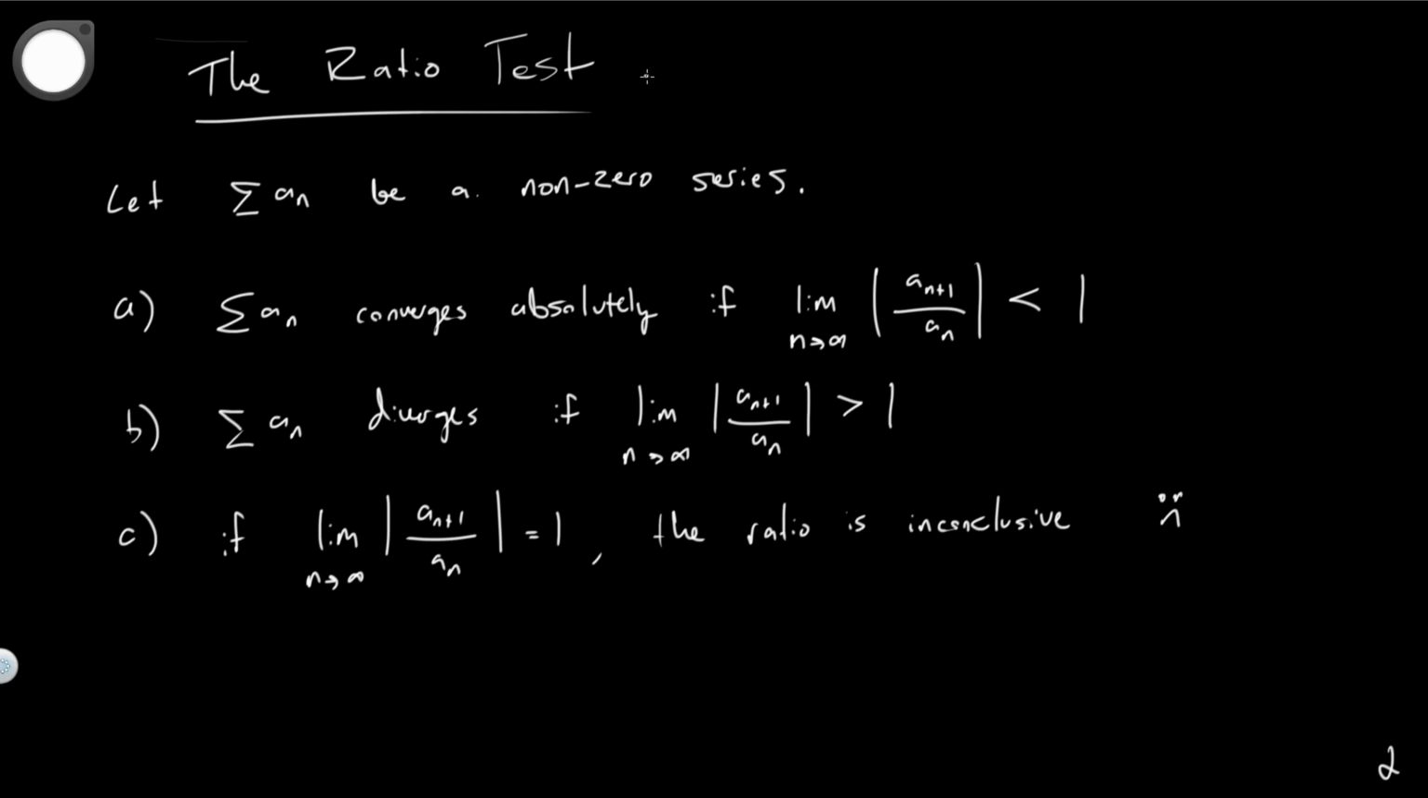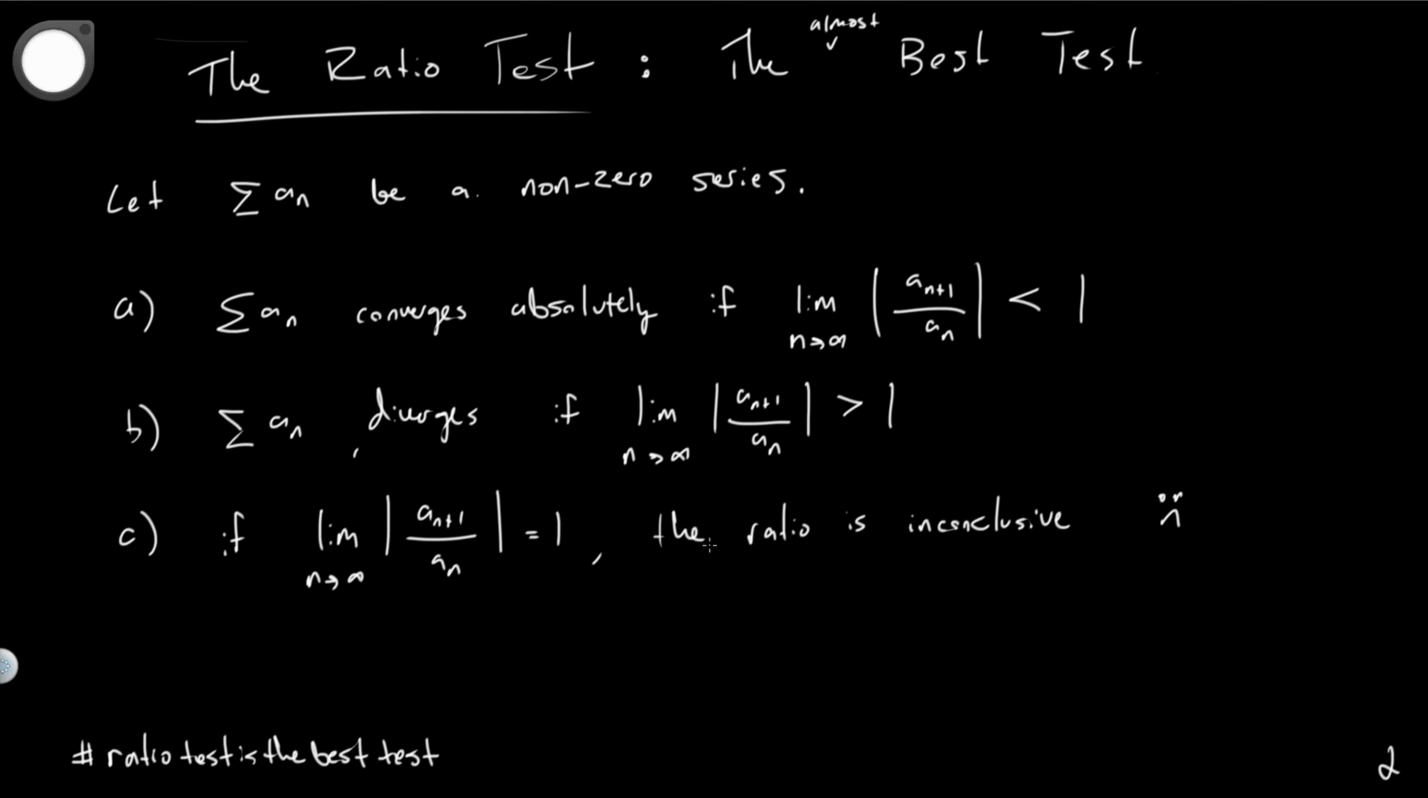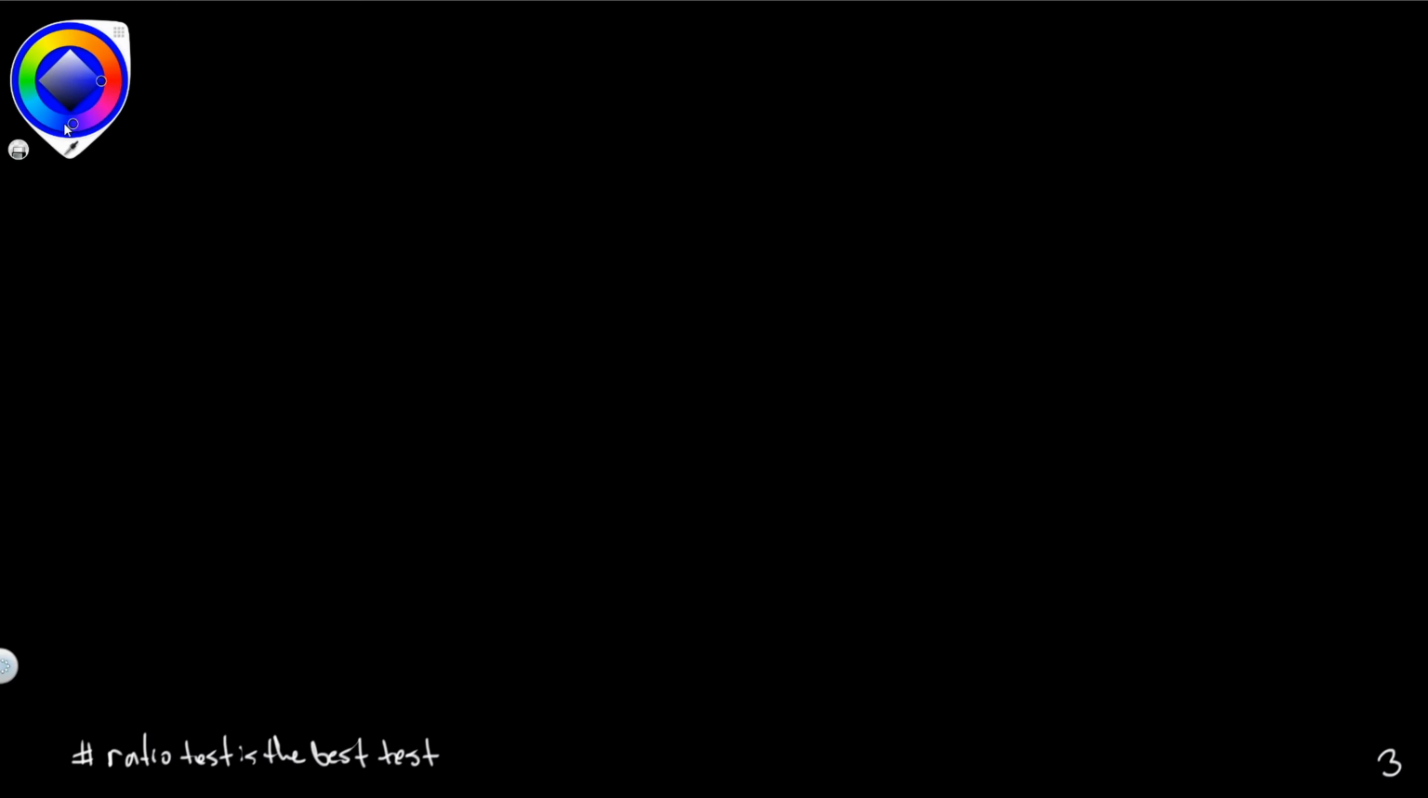This is the almost best test. Hashtag ratio test, the best test. Boom. Ratio test is the best test. Let's go ahead and slap that on like every page. Boom. Boom. Boom. All right, I'm going to slap that on the rest of the pages, but I won't make you guys watch it. And we are back. You know what? I'm going to go ahead and change the color to a nice, let's do like a lighter blue so that the ratio test is the best test hashtag and the page number pops.